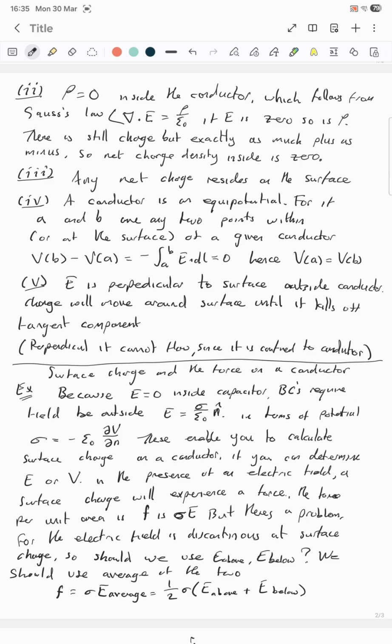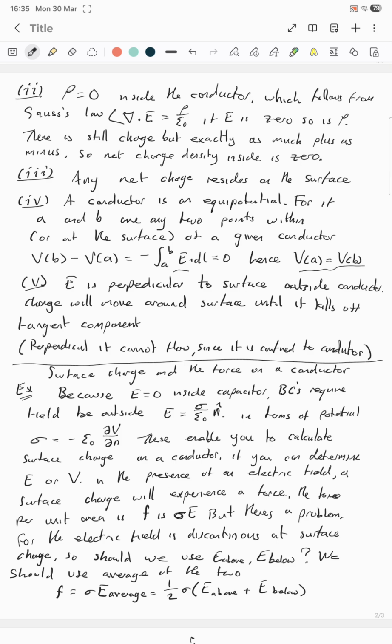Any net charge resides on the surface. A conductor is an equipotential, for if A and B are any 2 points within or at the surface of a given conductor, then our potential is given here, where V of A equals V of B. Now E is perpendicular to the surface outside of the conductor, since charge will move around the surface until it kills off tangential components.